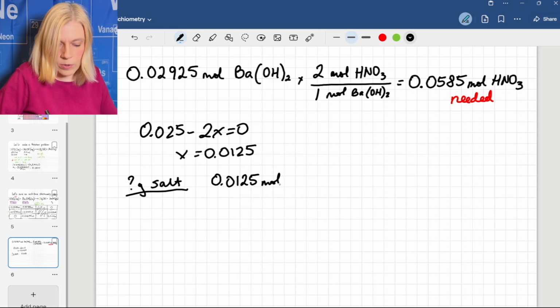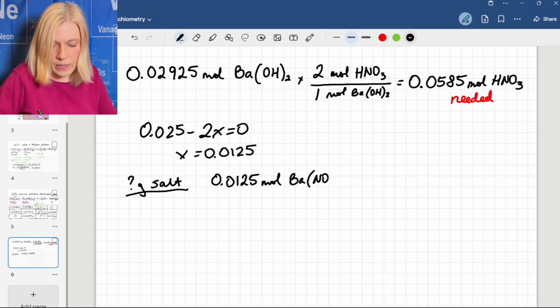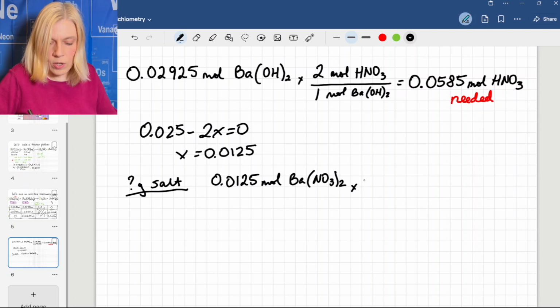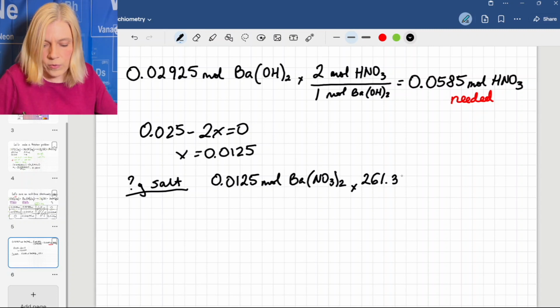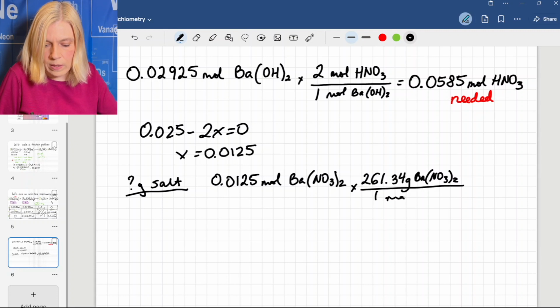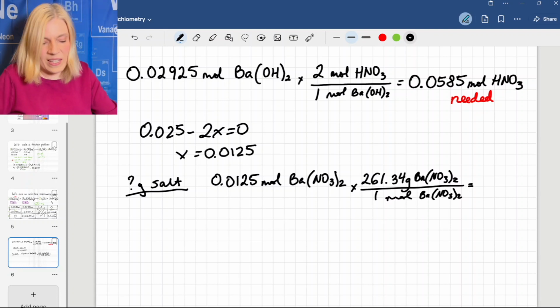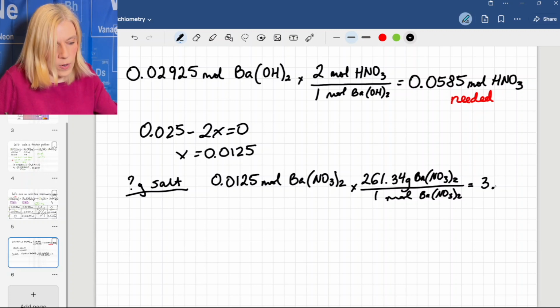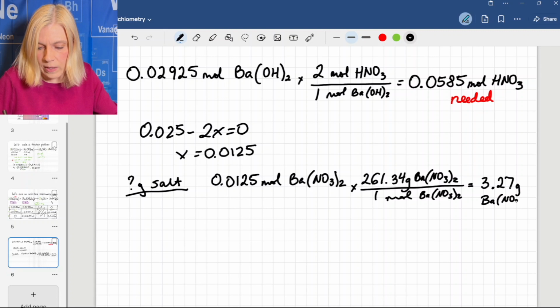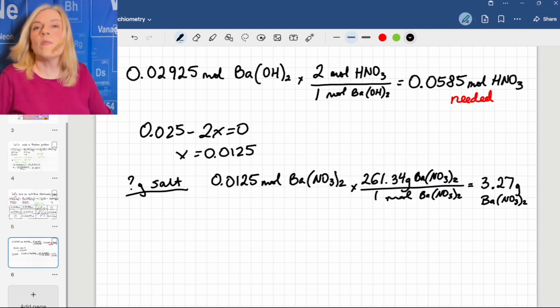0.0125 moles of barium nitrate. And you're going to look at your periodic table, get the molar mass. It will be 261.34 grams of barium nitrate per 1 mole of barium nitrate. You say, do I have to write this down? Actually, you do. And if we do that, we're going to get 3.27 grams of barium nitrate will be produced.